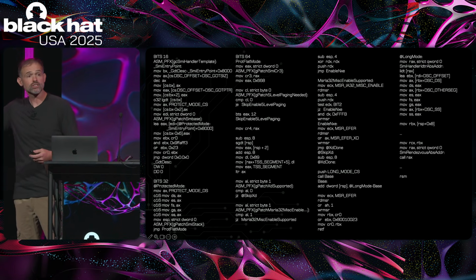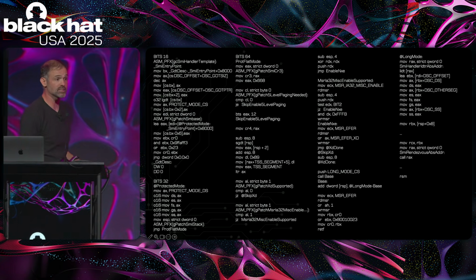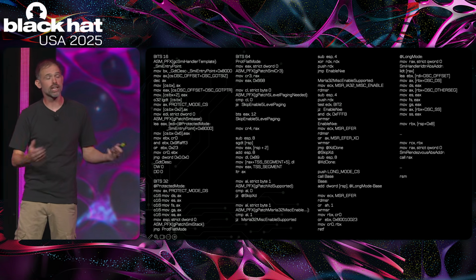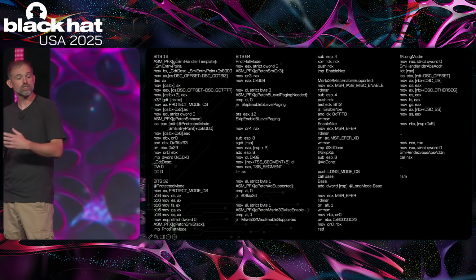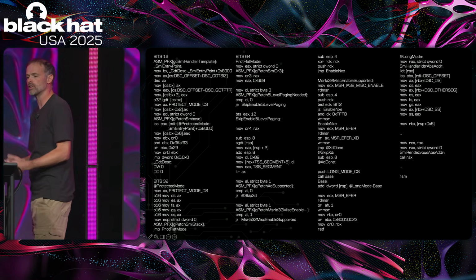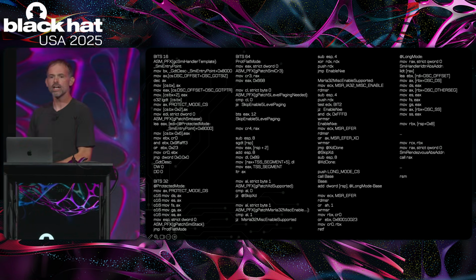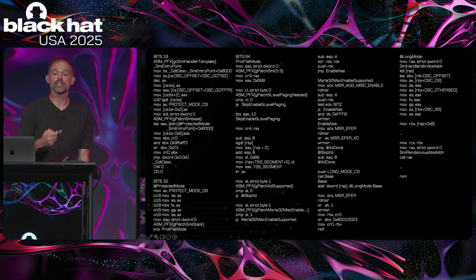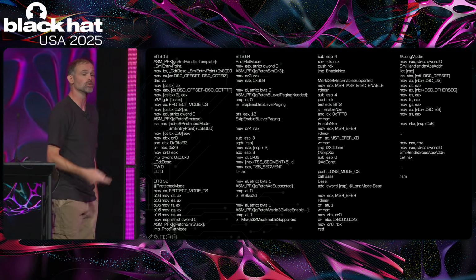EDK2 is an open source reference implementation of the UEFI firmware spec. Basically, it gives you an example of how you can implement your firmware. So it shows you, and then vendors can take EDK2 and adapt it for their processors as necessary. So it kind of lays out this approach for building a system management interrupt handler. It says this is one way to do it.